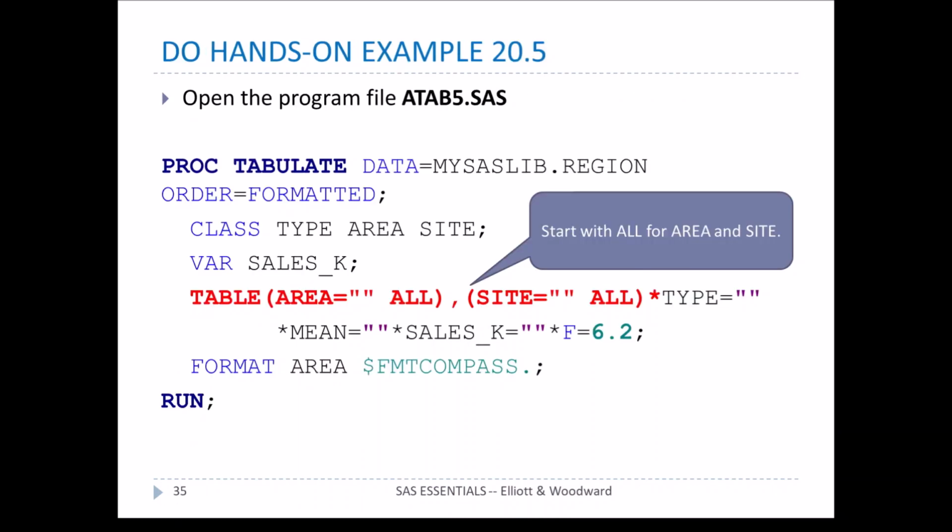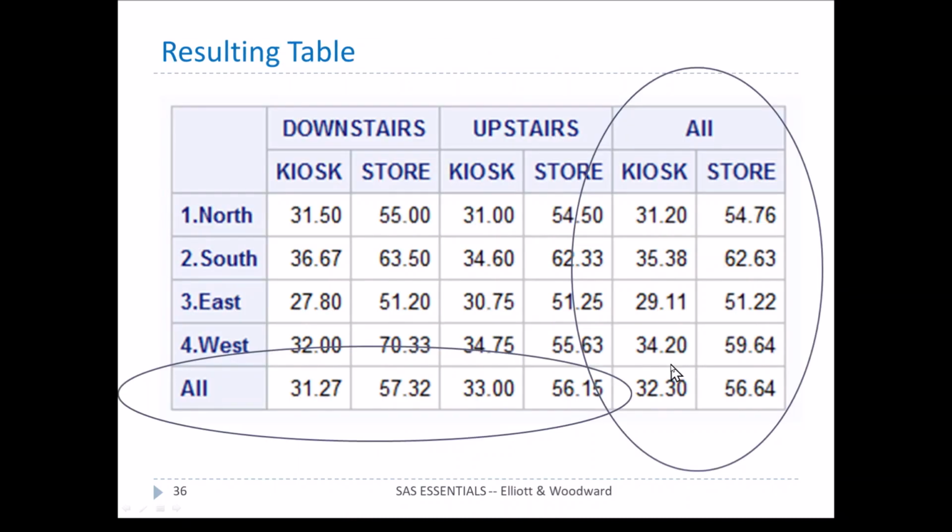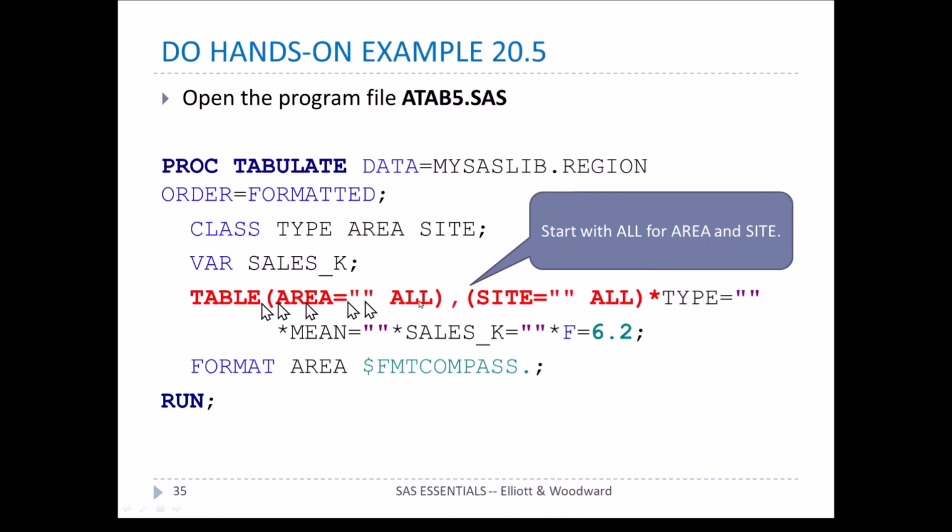Okay, let's look at example 20.5. Open up the program called atab5.sas. Basically this is the program that we ended up with in the last discussion, where we had an ALL for both area and site, which resulted in this kind of table here, where we have ALL over here to the right and ALL in the bottom. So we requested the two ALLs in those two locations.